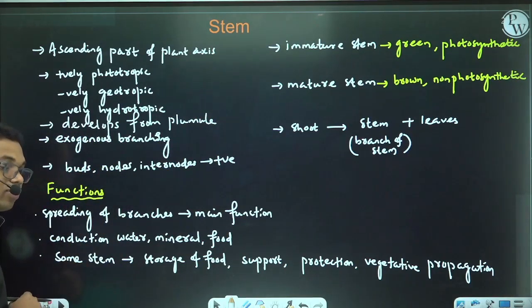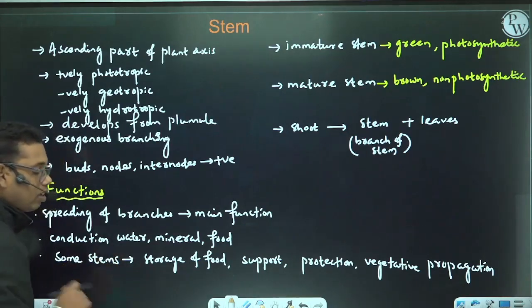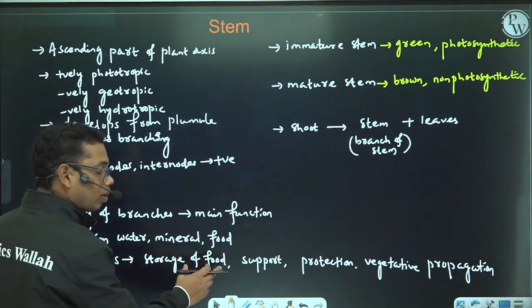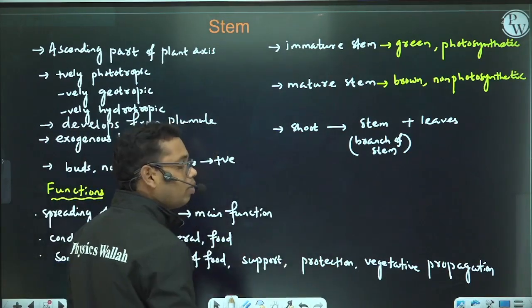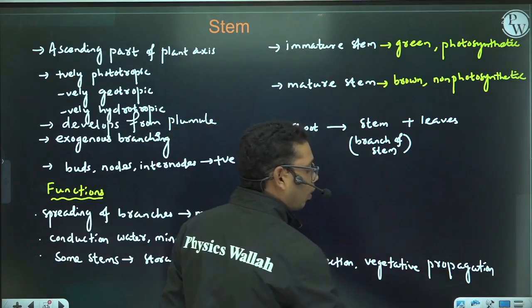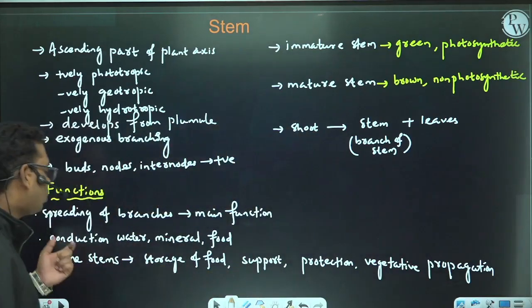What about the other functions? Some stems, not all stems, but some stems, are involved in storage of food. They provide mechanical support, they help in providing protection, they may be involved in vegetative propagation. So these are the functions which are performed by some stems.